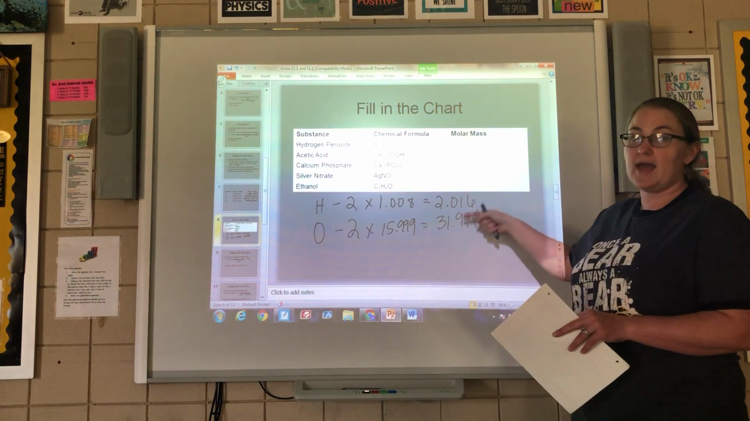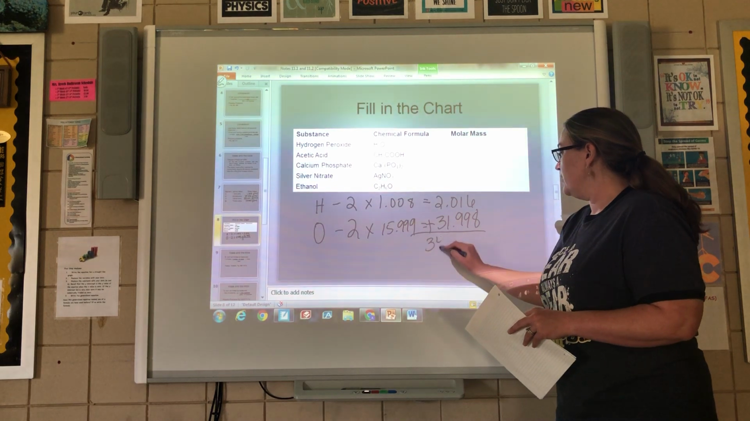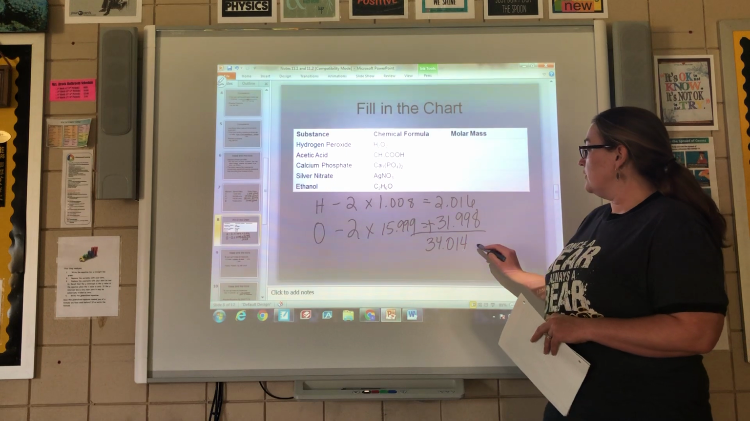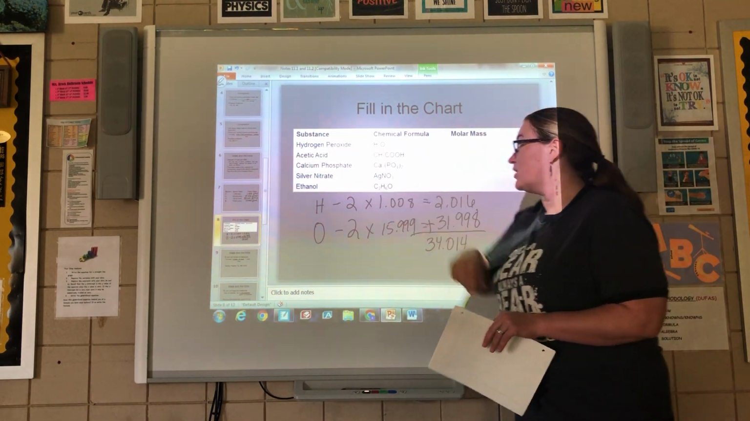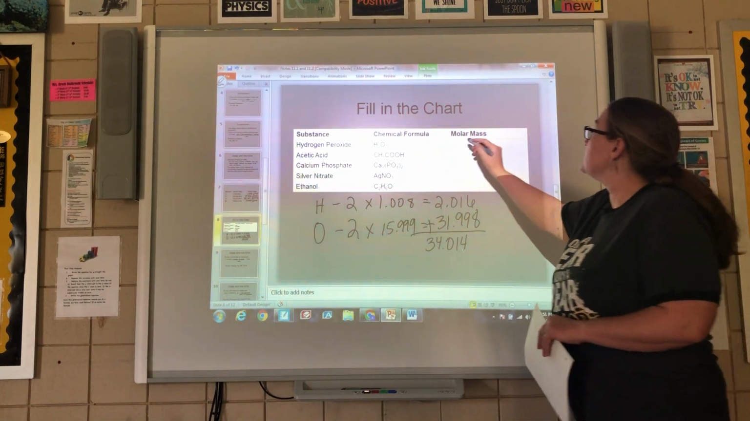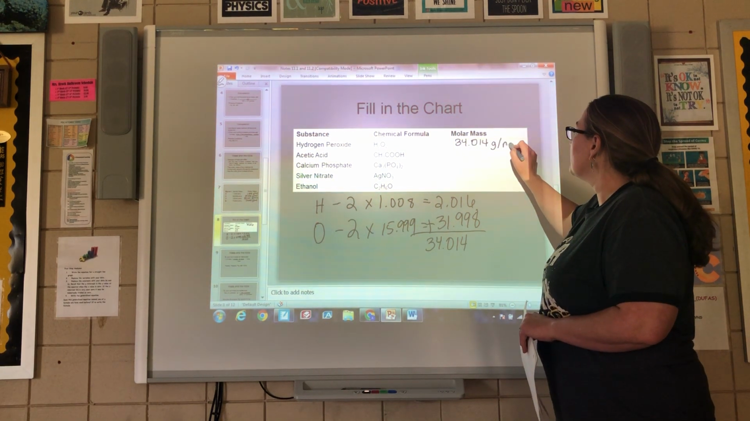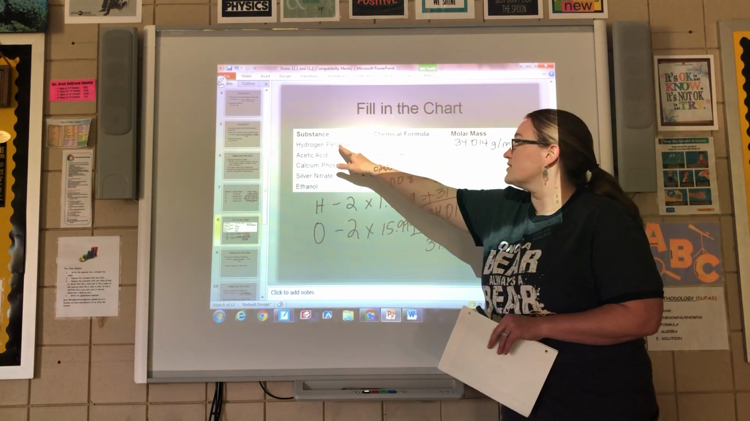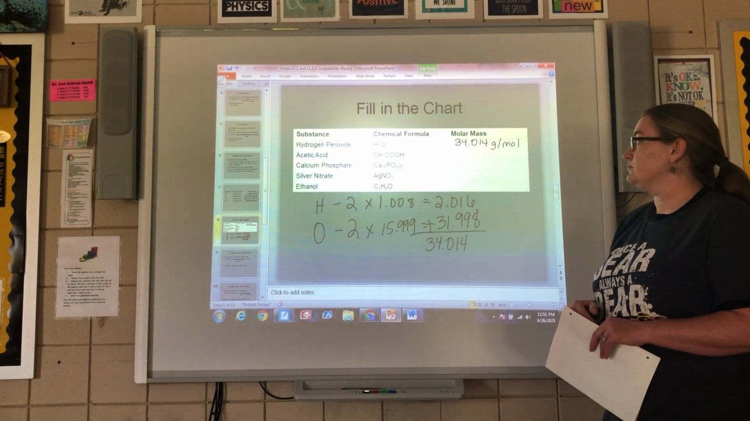And since both of those are in my formula, how do I get the molar mass? Well, I have to add these 2 numbers. When I add those 2 numbers, I get a total of 34.014. So I know that in 1 molecule of hydrogen peroxide, I have this, but my molar mass is 34.014 grams per mole. So in 1 mole of hydrogen peroxide, I've got 34 grams of peroxide to make 1 mole.